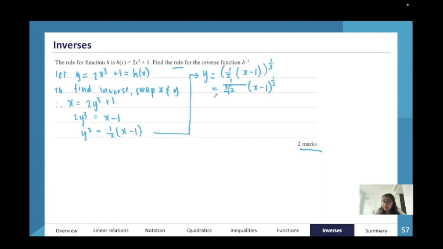Okay, but we're not done yet because we want to find the inverse function h inverse. So we can't just leave it as y equals. We have to say h inverse of x equals 1 on cube root of 2, x minus 1 to the power of a third. And that's how we find the inverse function.